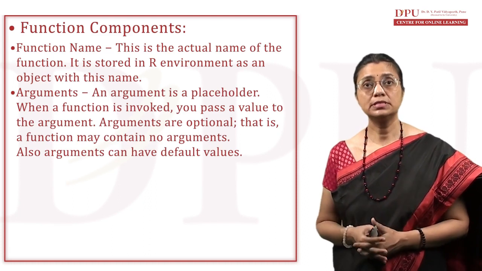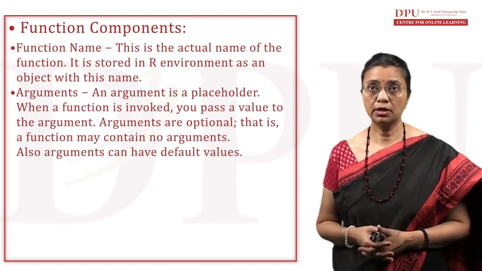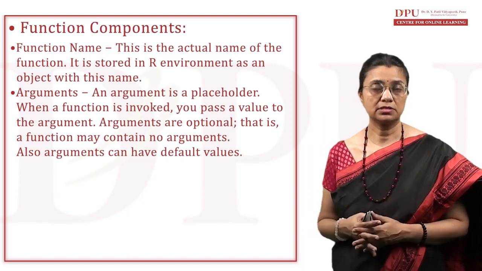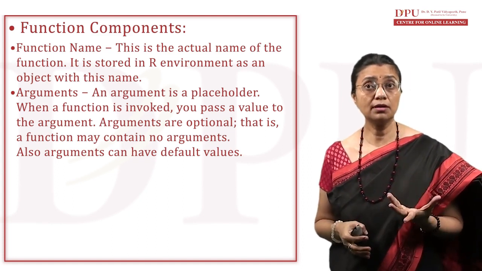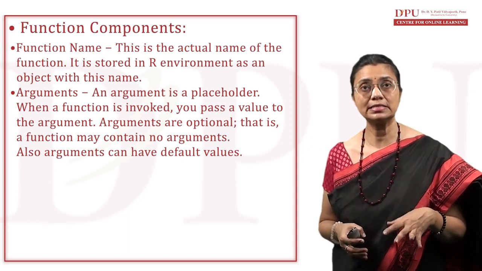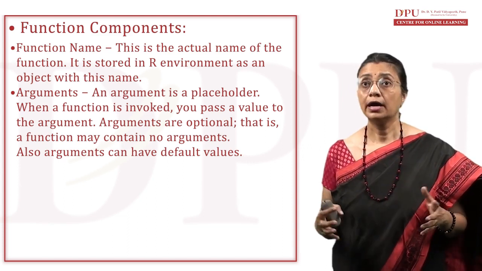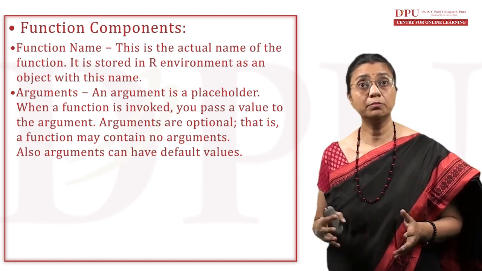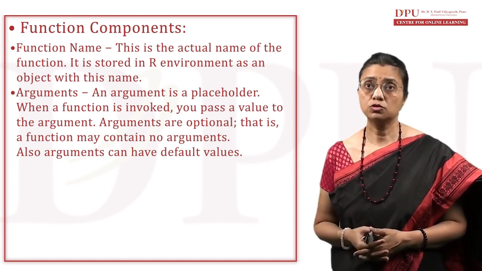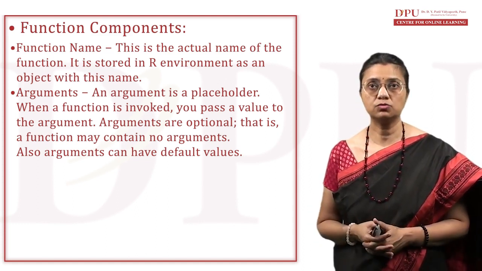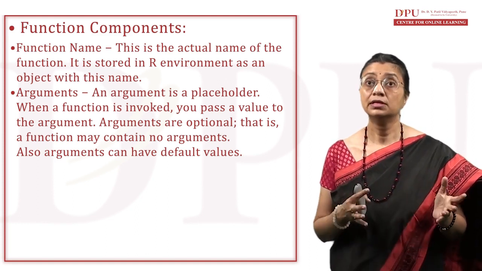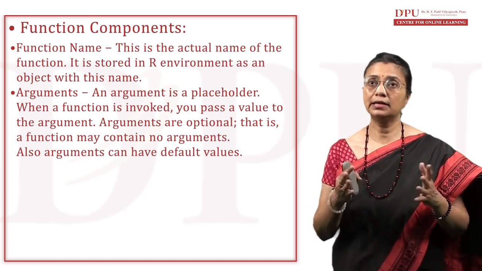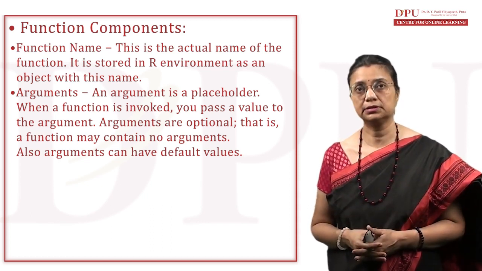Next is the argument. Argument is a placeholder. When a function is invoked, you pass a value to the argument. So basically, when I'm invoking a function, I'm passing a value as an argument. Arguments are optional. That is, a function may contain an argument and may contain no arguments. Also, arguments can have default values. We can have certain values which are there. If we don't give any number into the function, automatically the default values are accepted.